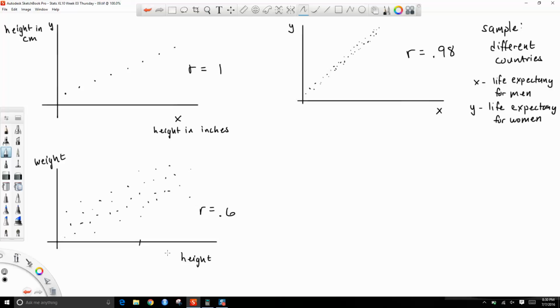Okay. Are there any questions? Yes. How do you measure R? How do we measure R?